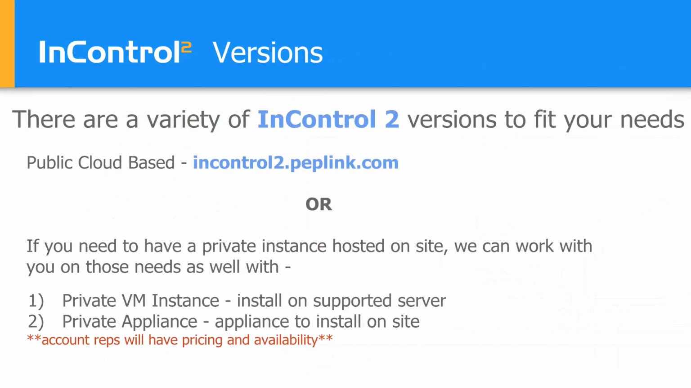InControl 2 comes in a variety of flavors. And what we've talked about today is, of course, mainly our public cloud-based version, InControl2.peplink.com. Now, if you do need to have a private instance on site, we can work with you on this. We do have a couple of versions. We do have a private VMware instance that you can install on a supported server, or we do also have an actual physical appliance that you can have in a rack as well.